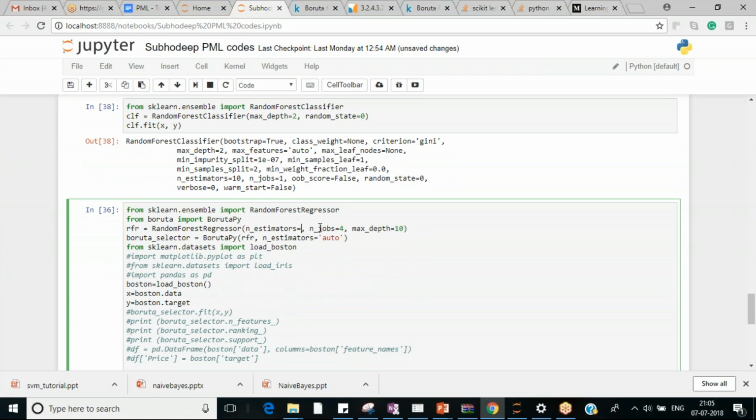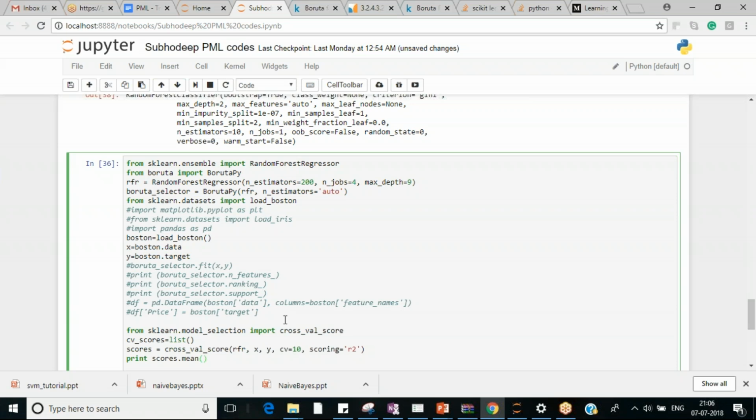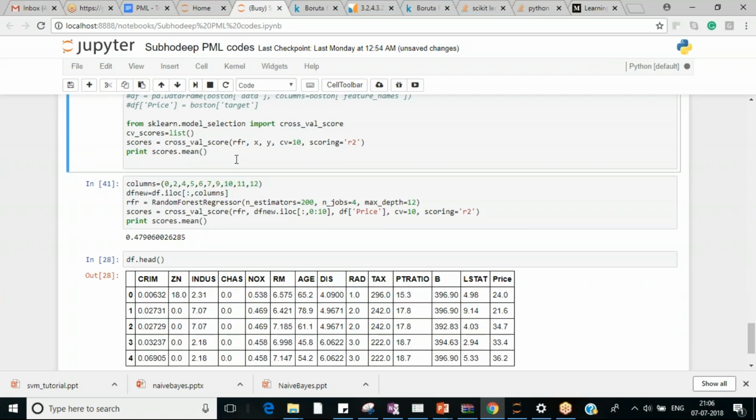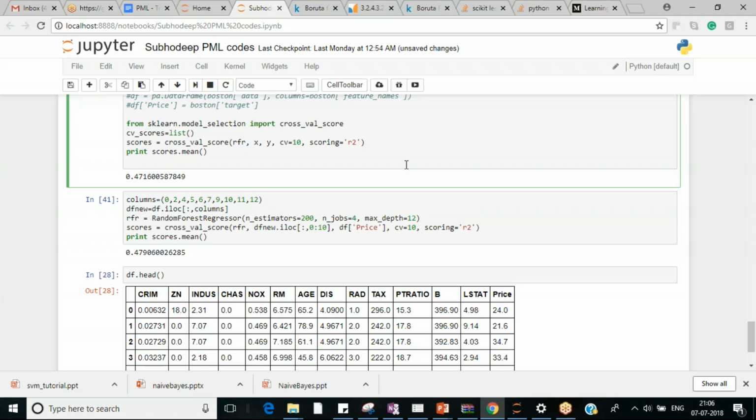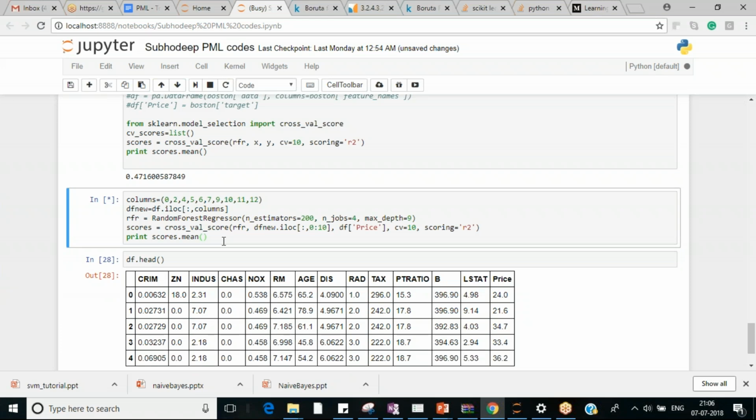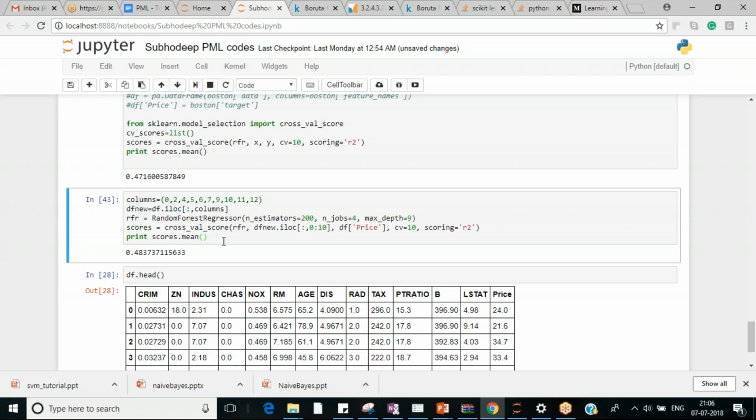Let's say I keep this 200 and I keep the depth as 9. I already showed you that time it was high when I selected these features. Right now the estimators are different inside, and that's why it's different. So see, 0.471, and this is what I kept, 200 and 9. See, it's better with the same number of trees and depth.